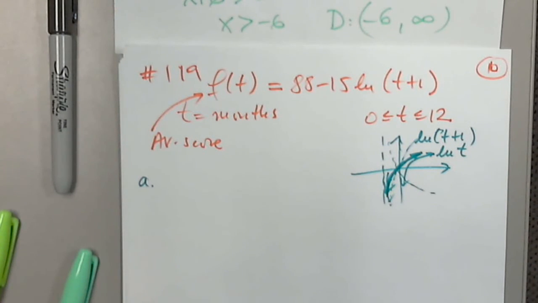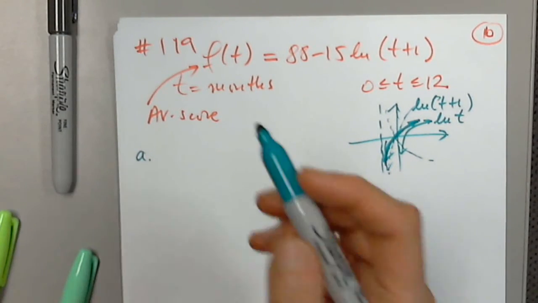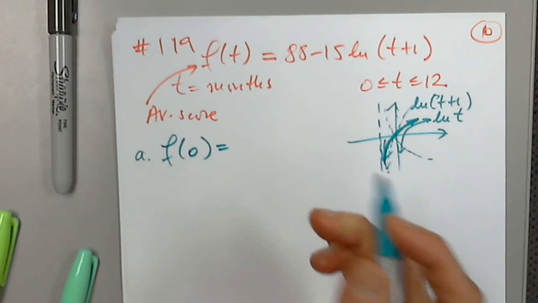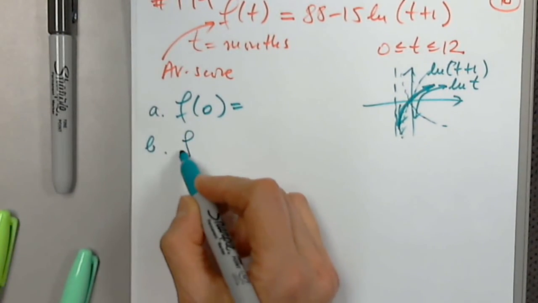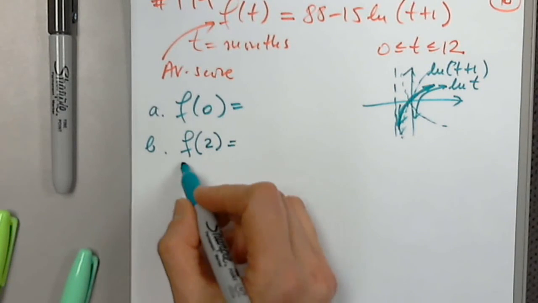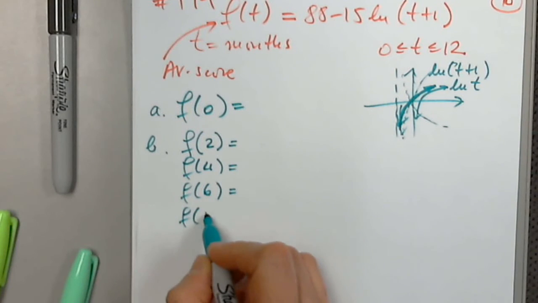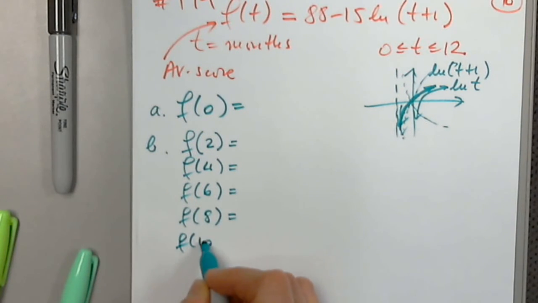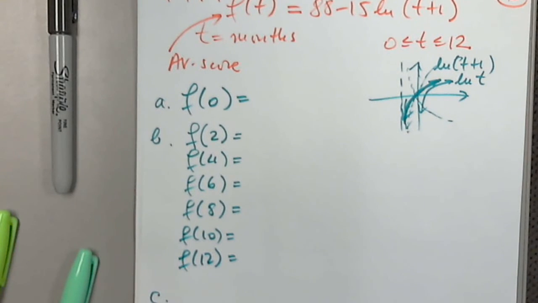I have to find f of 0, t equals 0. We'll find them in a minute. Part B: what was the average score after 2 months, 4 months, 6 months, 8 months, 10 months, and 1 year? What am I asked to find now? f of 2, f of 4, f of 6, f of 8, f of 10, and f of 12. And then part C, sketch the graph.